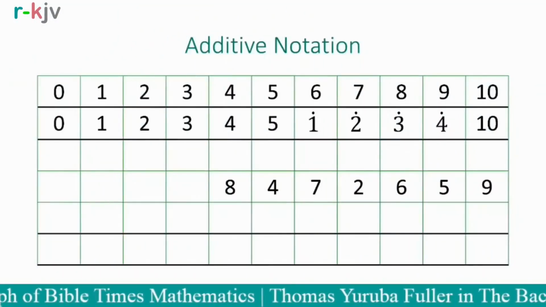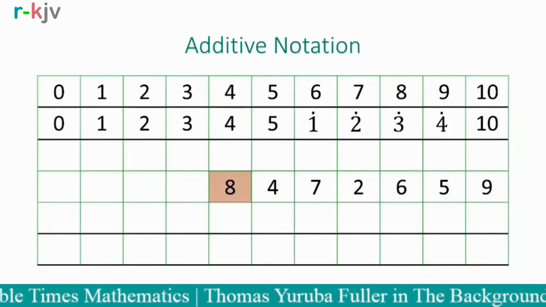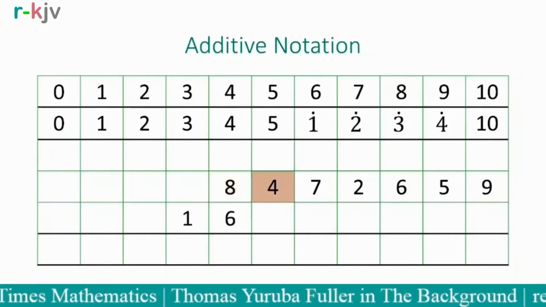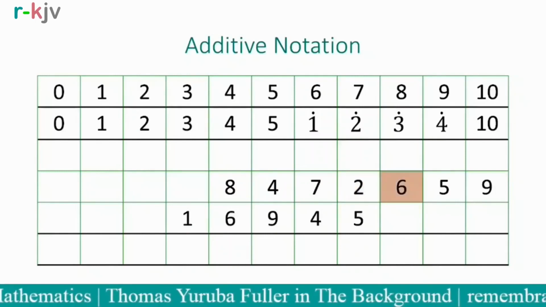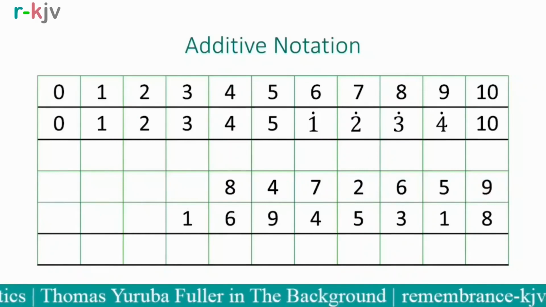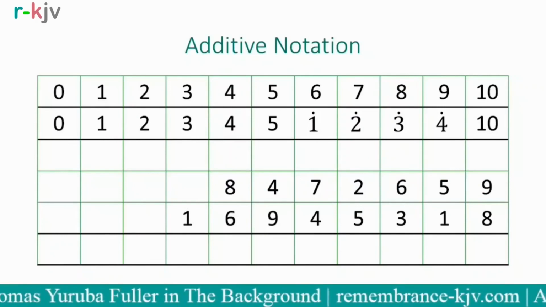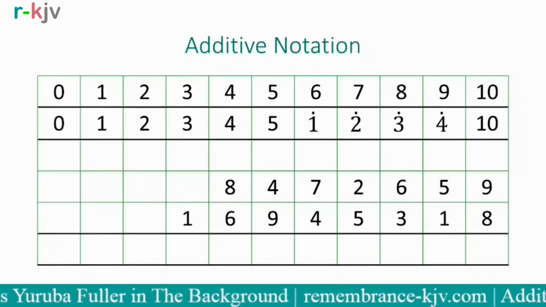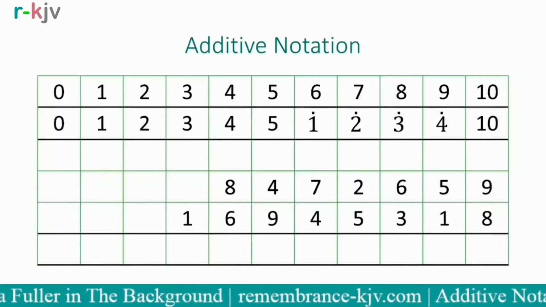With this talent in our mind, let us repeat the doubling of this number. 8472, 659. Let us do it faster. 16, 9, 4, 5, 3, 1, 8. The result of the doubling of 8472, 659 is therefore 1694, 53, 18.